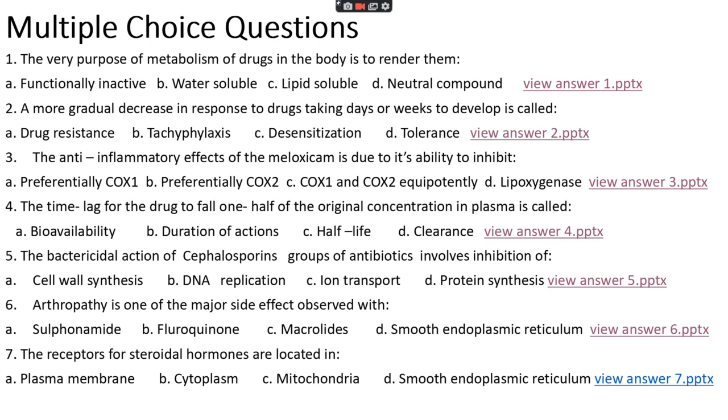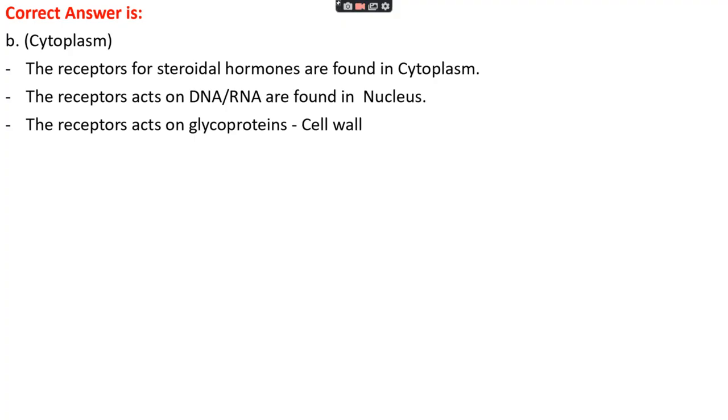Question number 7. The receptors for steroidal hormones are located in option A, plasma membrane, option B, cytoplasm, option C, mitochondria, option D, smooth endoplasmic reticulum. The right answer is option B, that is the cytoplasm. The receptors for steroidal hormones are actually found in the cytoplasm of cells, while receptors that act on DNA and RNA are actually found in the nucleus, while receptors that act on glycoproteins are mainly found in the cell wall.